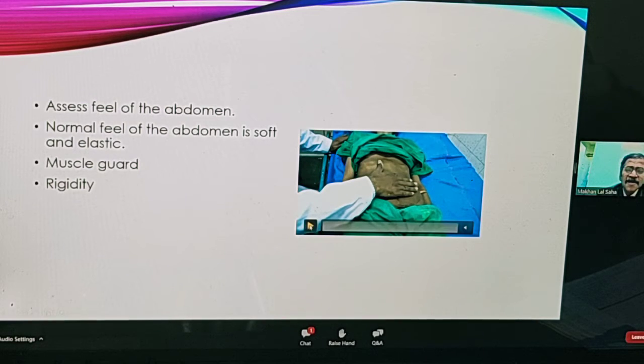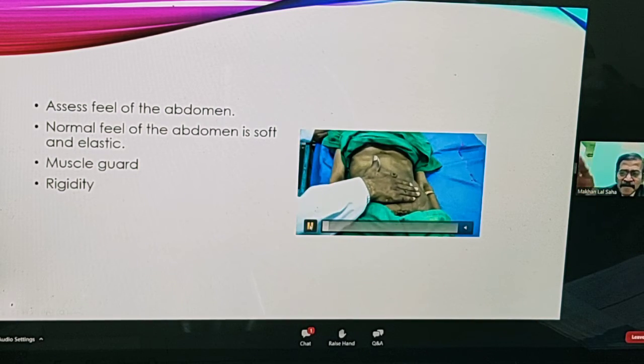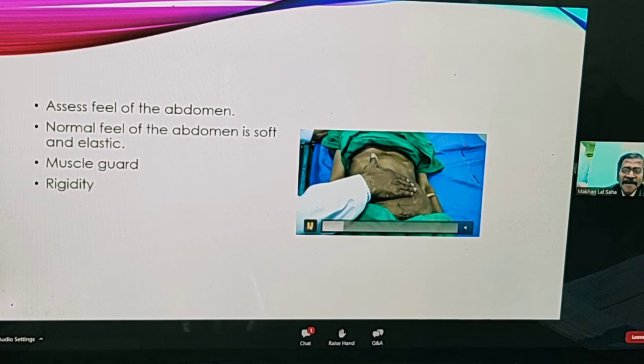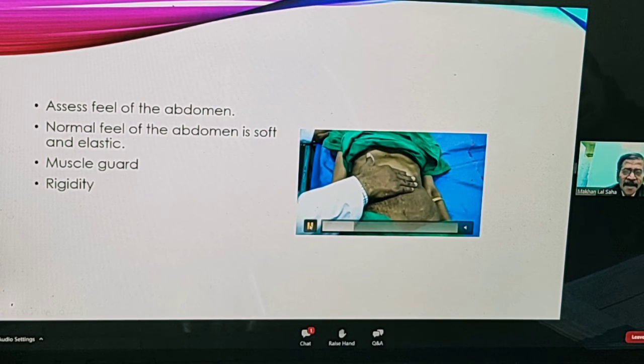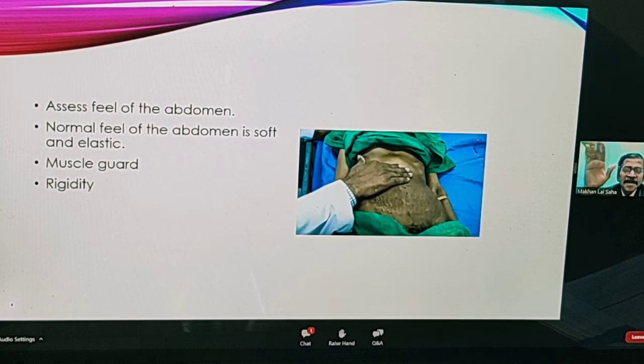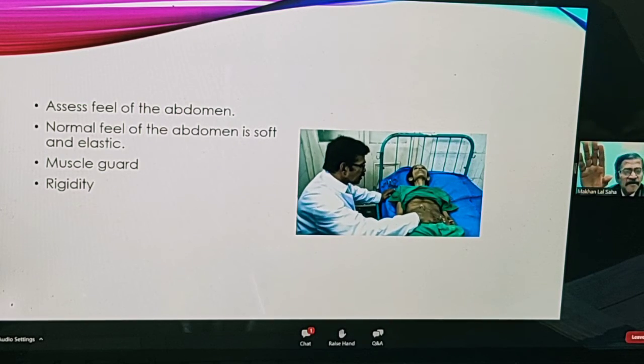So that is how you go. You just dip the abdomen at that point and feel. You see, this is easily going, and as I release, this comes back. This is a classic soft elastic feel of the abdomen.